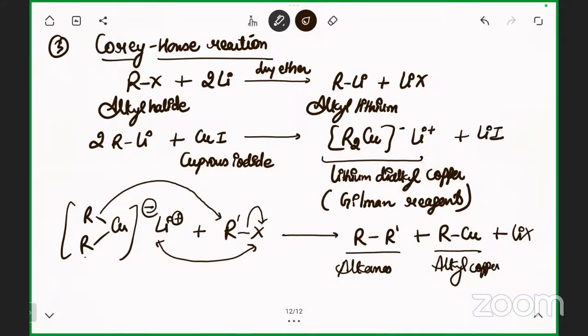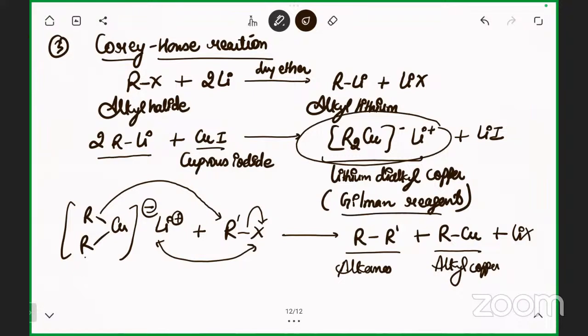Second, here I'm taking two molecules of R. It doesn't mean that in the beginning I have formed only one; obviously we have tons of molecules. Two molecules of alkyl lithium react with cuprous iodide. Although lithium and copper are both metals, the compound formed is a sort of complex compound, known as lithium dialkyl copper, and we named it the Gilman reagent.